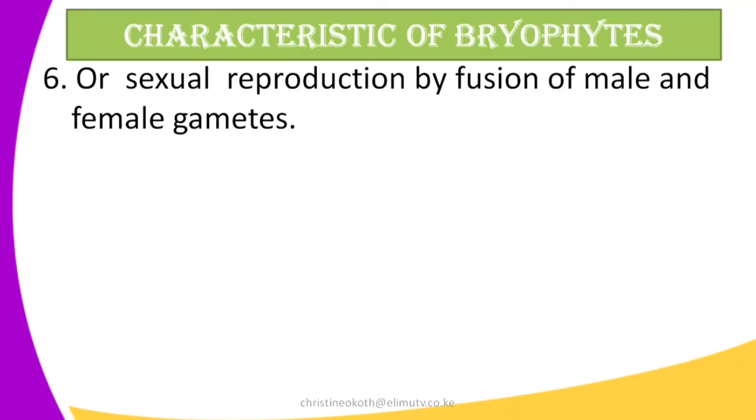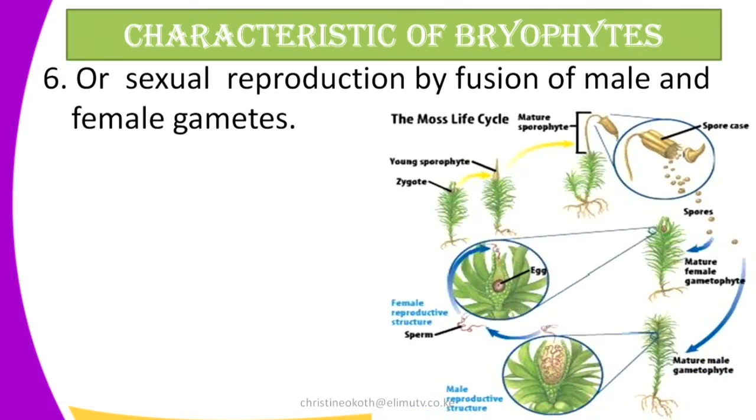Then the second is sexual reproduction. This is by fusion of the male and the female gametes. The male will produce a sperm cell, and the female will also produce an egg cell. So they will fuse together to form a zygote.